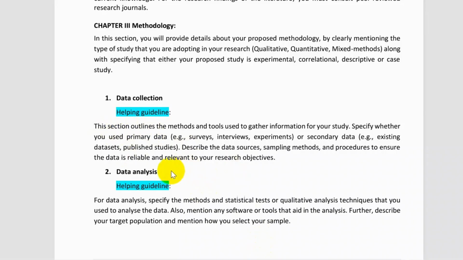Now, after the data collection section, there comes the data analysis. So data analysis is where you need to specify the statistical test or qualitative analysis technique that you have used in order to analyze the data.